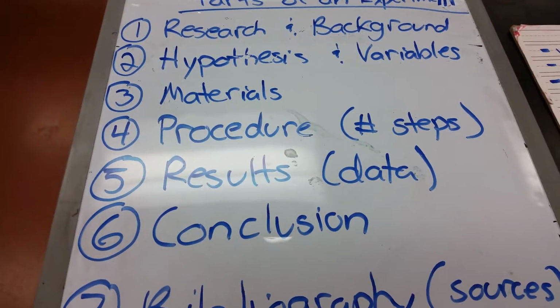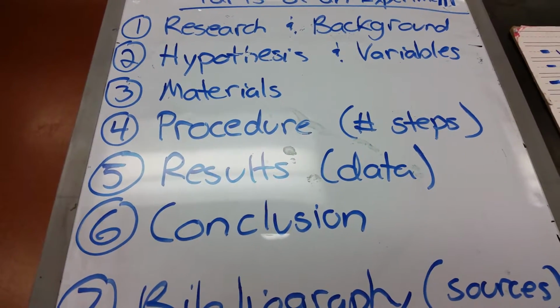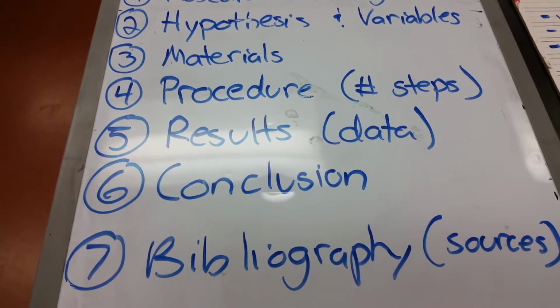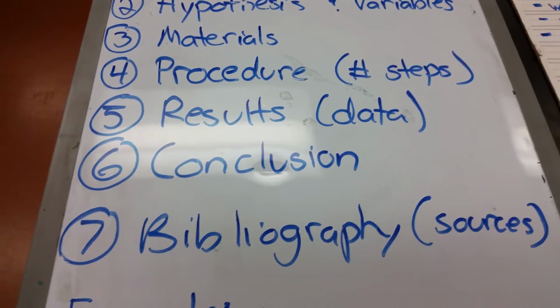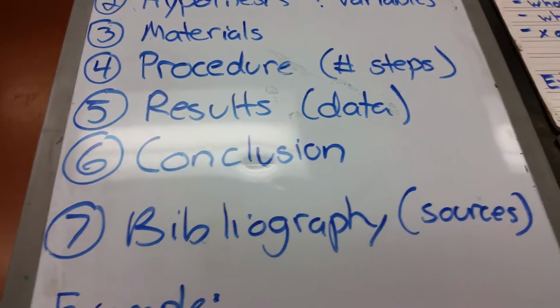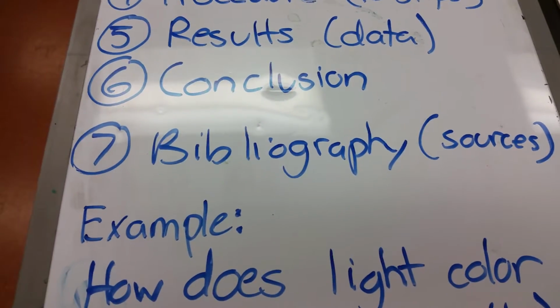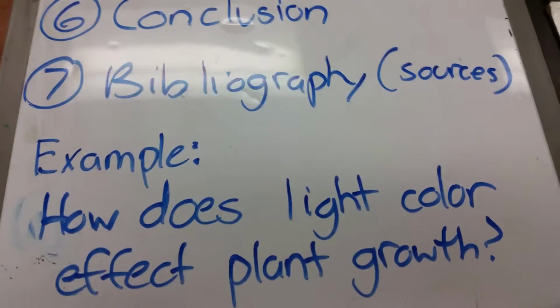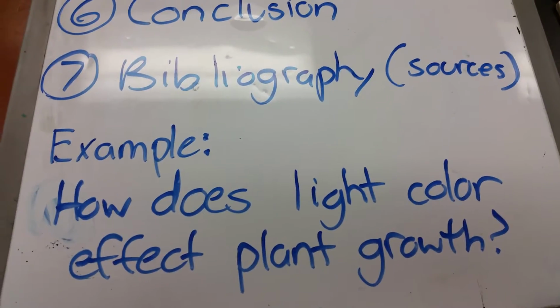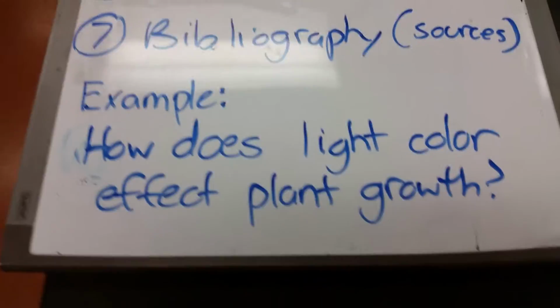Then you're going to identify your variables and formulate a hypothesis. From there, you're going to need to make your materials list and then design a procedure with number steps. Then you're going to analyze your results and data as you gather them, and you're going to draw conclusions from that data. And if you did research, you're going to need a bibliography for your formal lab report. So let's start with our example experiment.